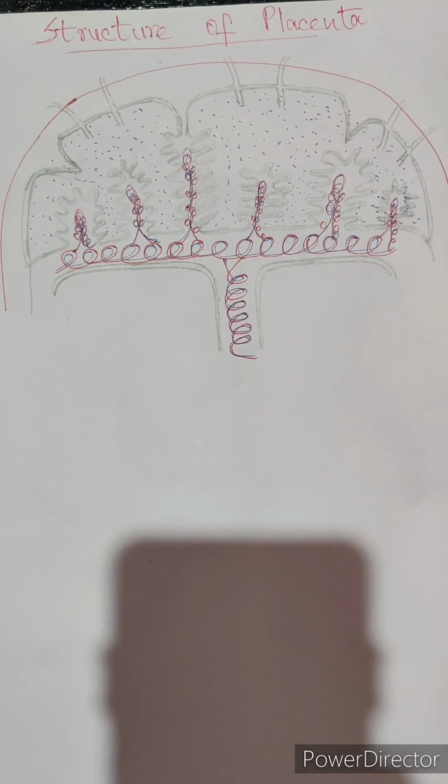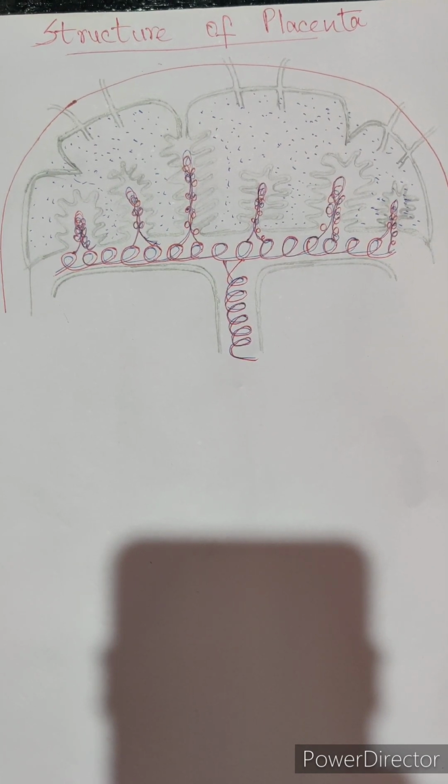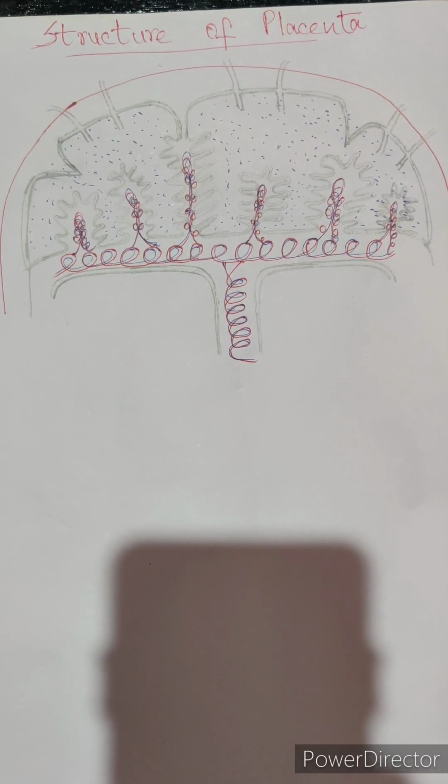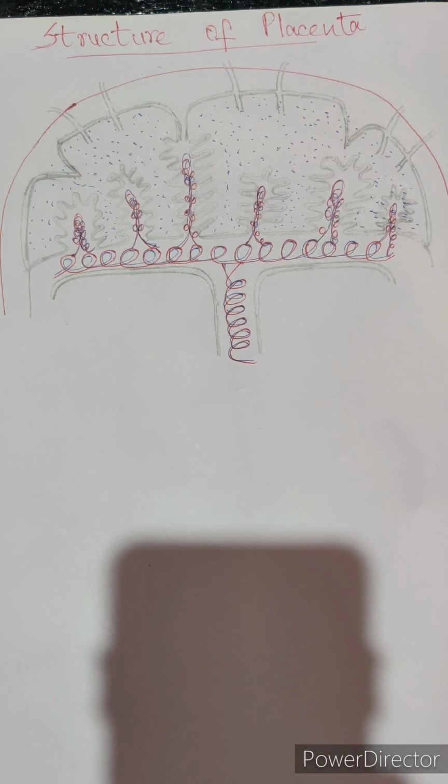As you can see, today the topic is about the structure of placenta. If you have seen my previous video, the topic was about the difference between the fetal and the adult circulation. So there is a difference between fetal and the adult circulation.